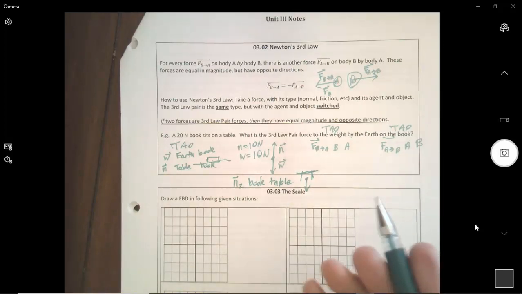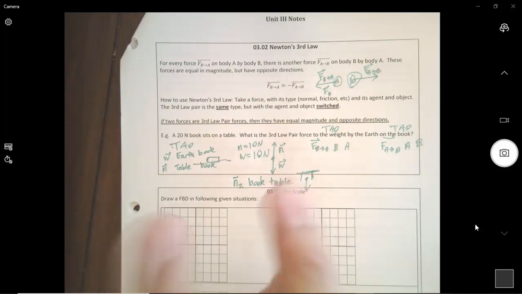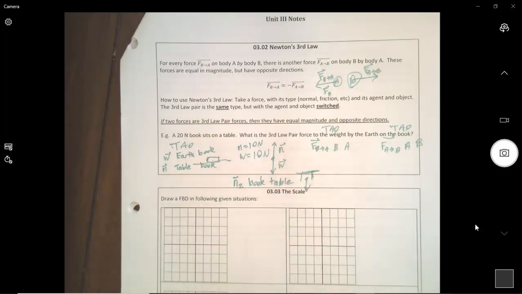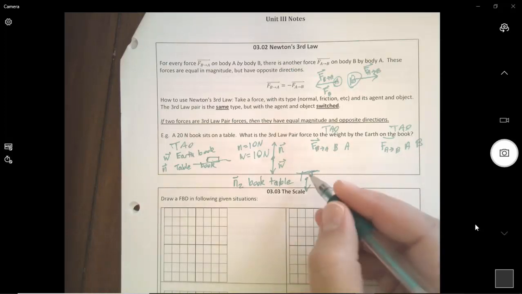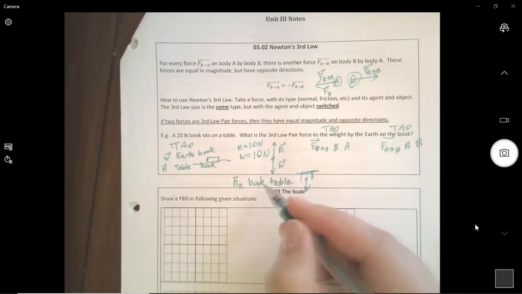Okay? This is the force that you sometimes think of as the weight of the book on the table. It's not actually the weight of the book on the table. That's a force that's between the book and the earth. It's not the table's business what that force is. Right? The force that the table feels is the normal force of the book on the table.